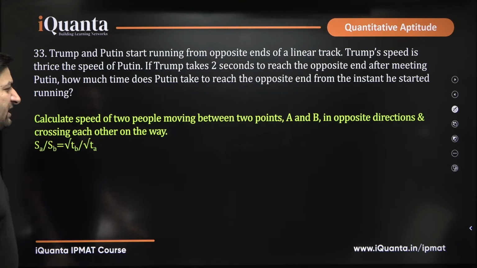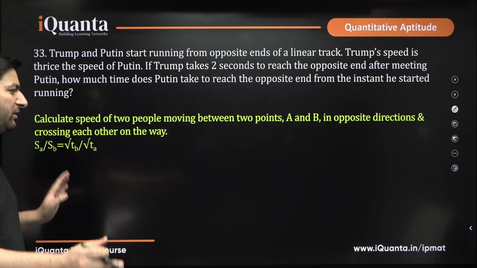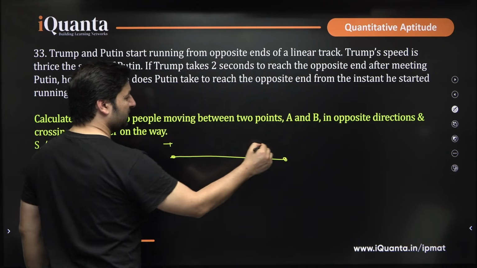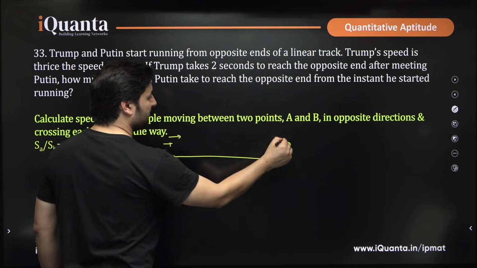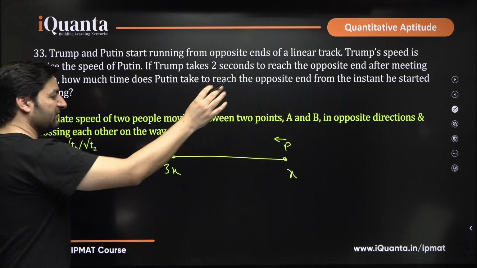So, now in this question as well, we have a classic case when two bodies are starting from opposite ends, meeting together, and then going to their respective directions. Trump started from here, Putin started from here, he is going here, Putin is coming here. Trump has a speed of 3x, Putin has a speed of x, that was given in the question.